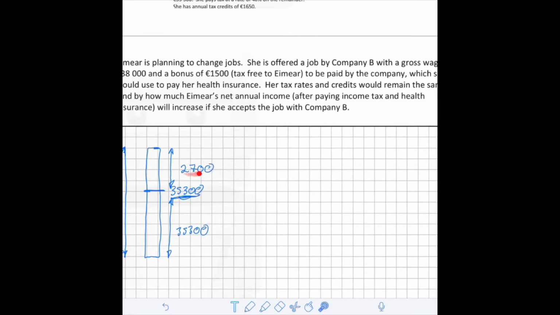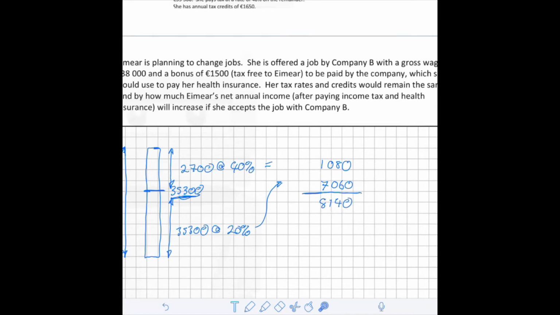We tax this part up here at 20%. We tax this part down here at 40%. Error. We tax down here at 20% and up here at 40%. So I work out those percentages. It's going to be 1080 and it's going to be 35300 multiplied by 20% equals 7060. And then to find out how much tax she could end up paying, we will add those two together. Plus 1080 equals 8140. So that's the amount of tax that she could end up paying.